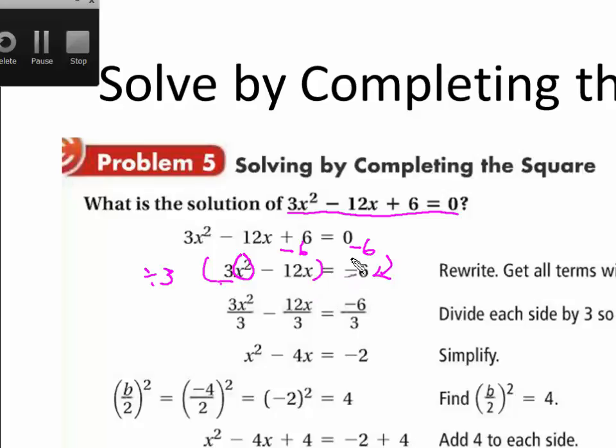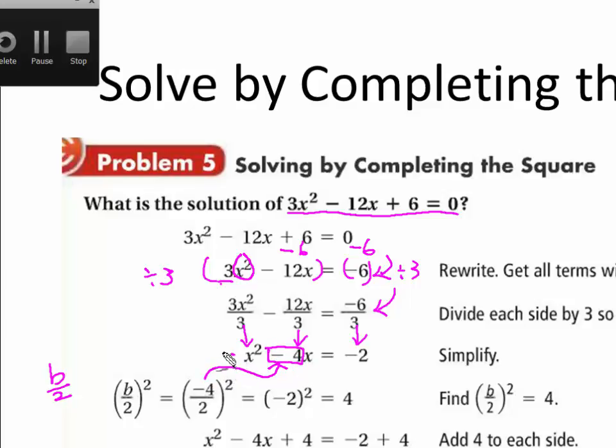So I'm going to divide the whole thing by 3. That's what you have right here. And you end up getting x squared minus 4x is equal to negative 2. Then we're going to apply the formula of (b over 2) squared to find the value that we need to do the completing the square. In this case, we have (negative 4 over 2) squared because b is negative 4.